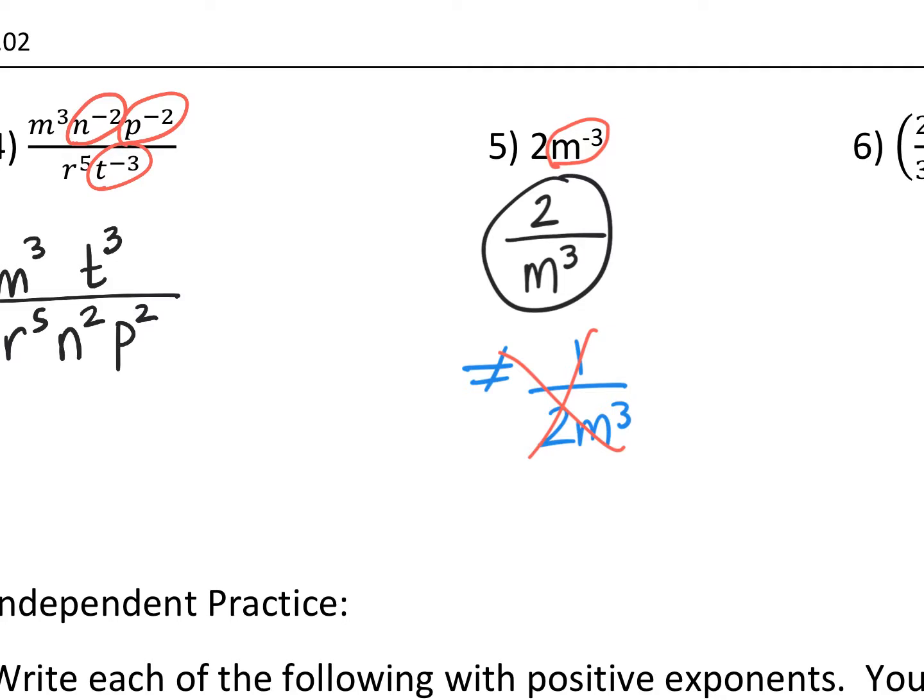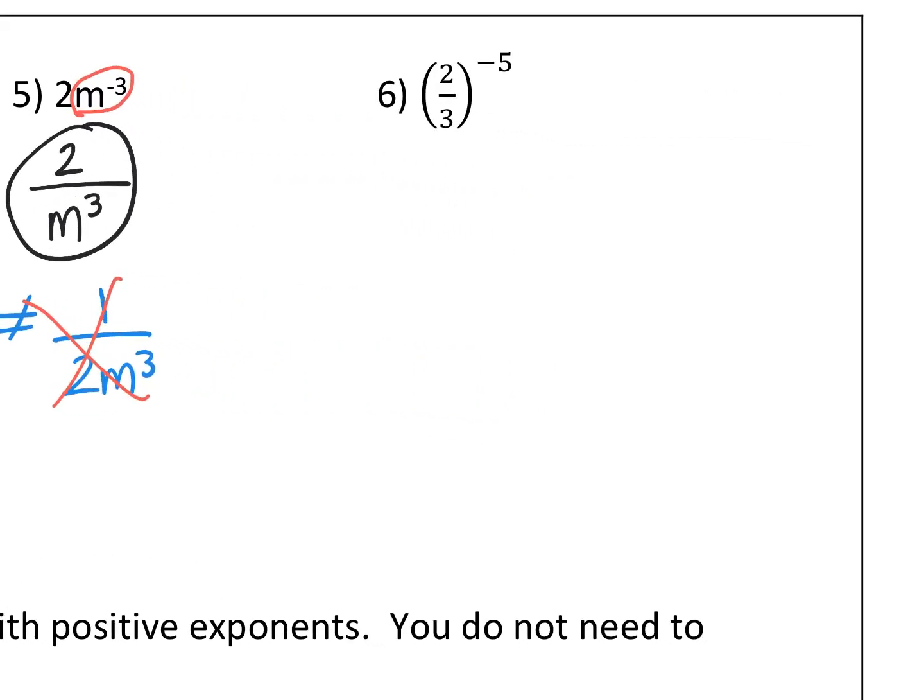If you had something that looked like this, then you could move the whole thing down to the bottom and make it positive, okay? But that's not what we have. So let's not get confused by that. Let's look at question number 6. So one more example.